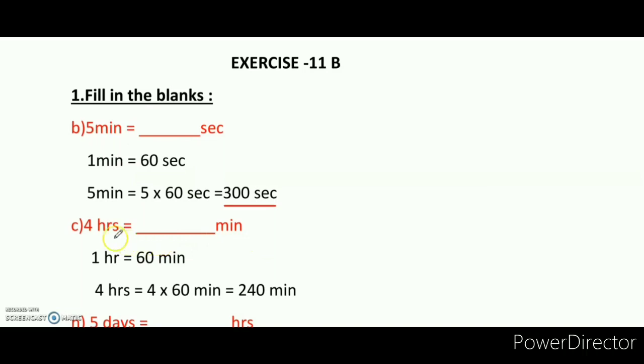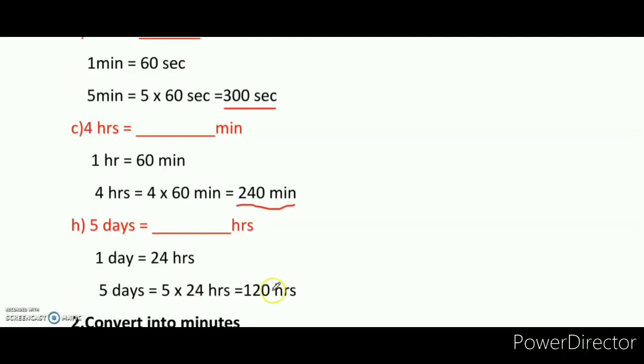Next is, children, 4 hours is equal to dash minutes. We all know children, 1 hour is equal to 60 minutes. So 4 hours will be 4 multiplied by 60, which is equal to 240 minutes.